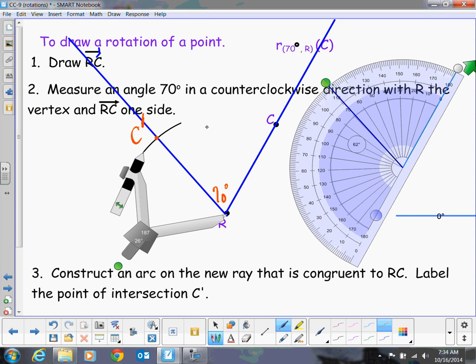Remember, our rotations preserve length. That means that this RC must equal RC prime. C is going to be somewhere along here, but it's got to be found such that it's the same distance away from R. Was that hard?